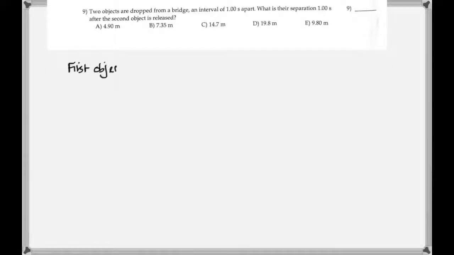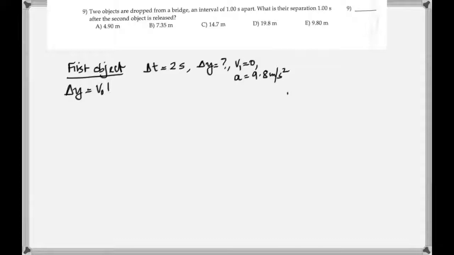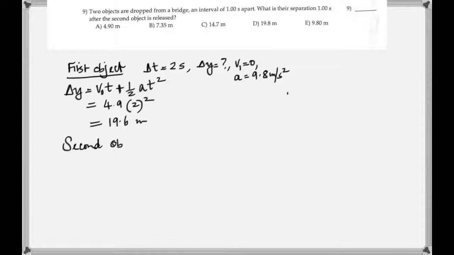For the first object, it has been traveling for 2 seconds. You're going to find the displacement. And since it's a freely falling object, a is 9.8 meter per second squared. Strictly speaking, it had to be negative 9.8. So let me add that negative there. So it's negative 9.8, which gives you negative 19.6 meter.